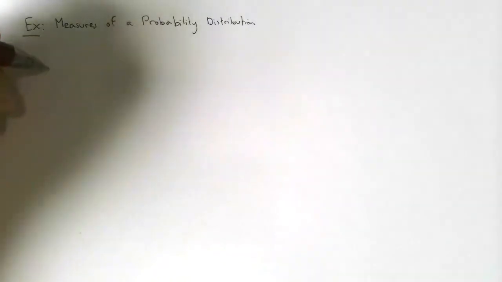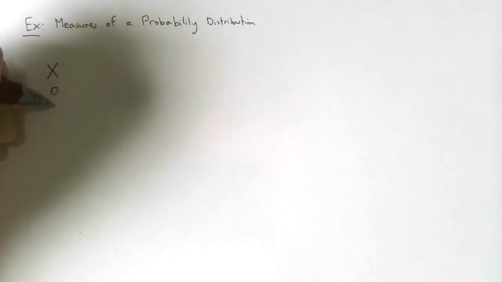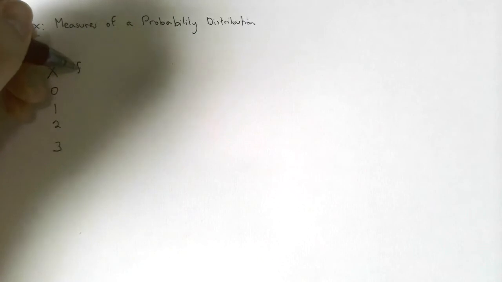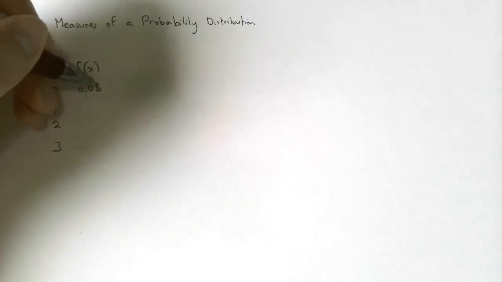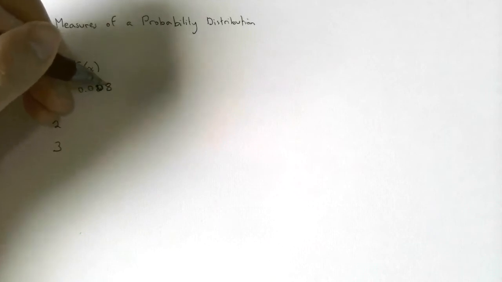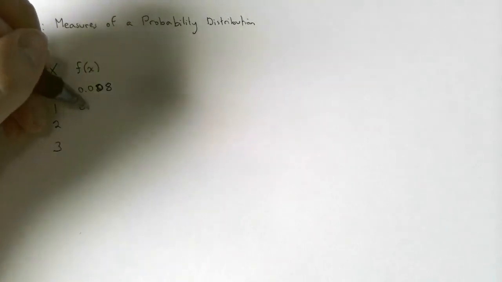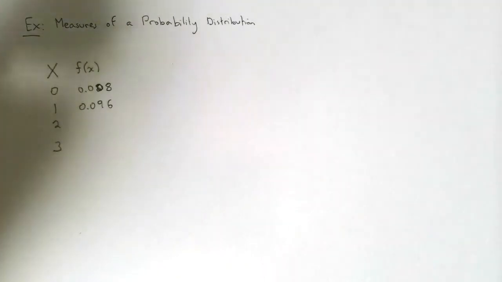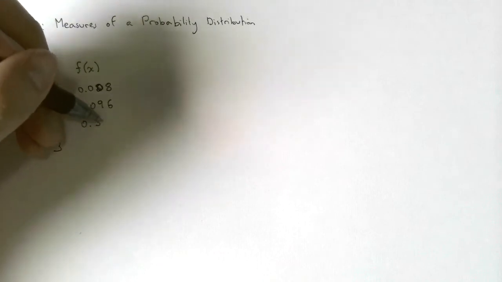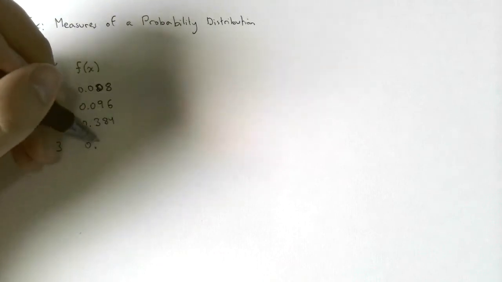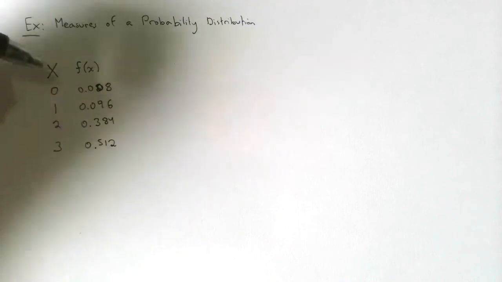All right, let's just take the data from our camera flash example. If we remember correctly, we had that our random variable x had values of 0, 1, 2, 3, and then probability mass functions of 0.008, 0.096, 0.384, and 0.512.